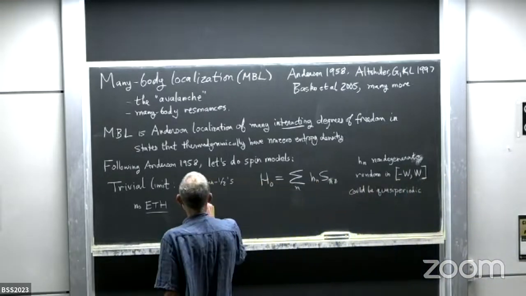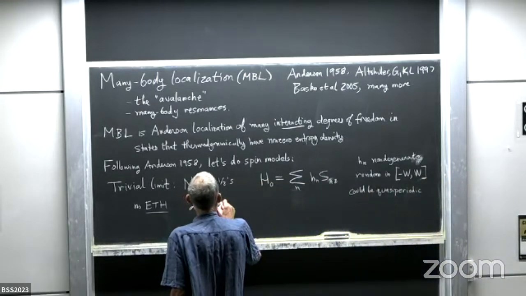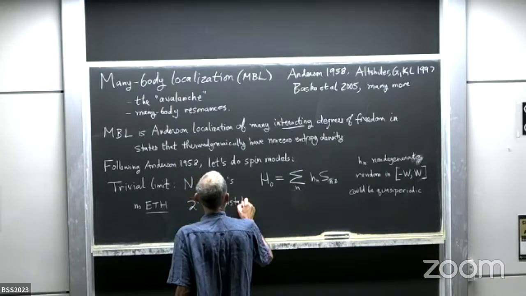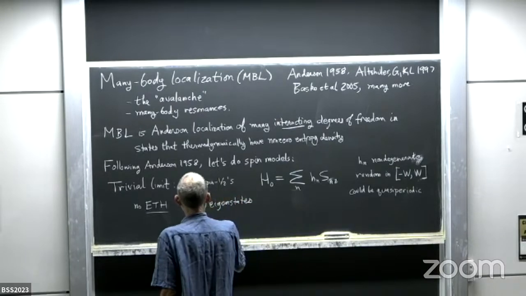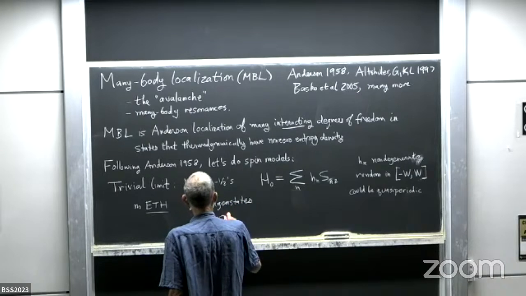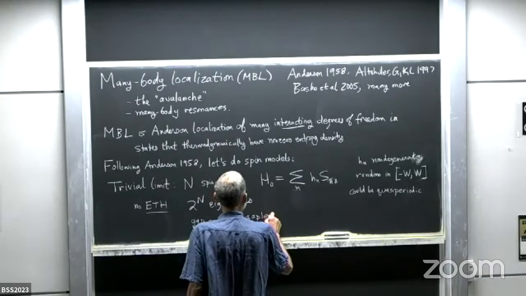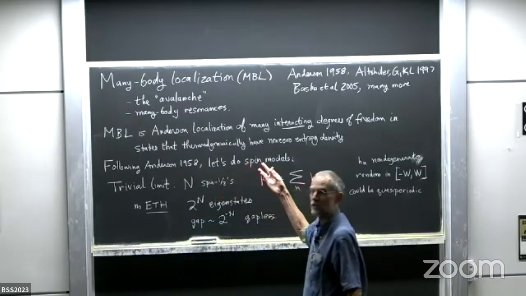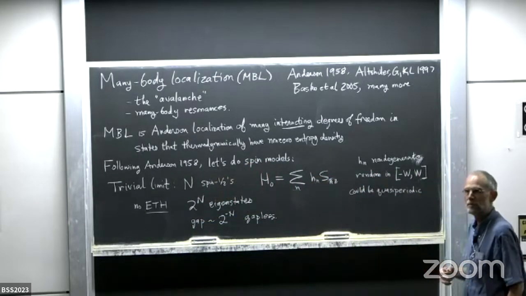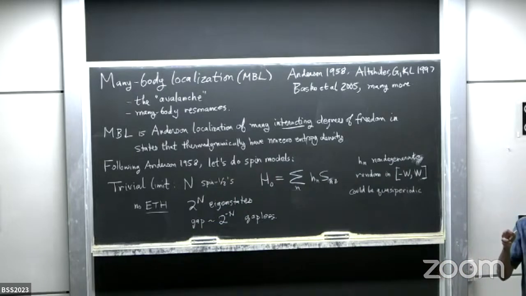There are two to the N eigenstates. So the typical gap between eigenstates is exponentially small, and those gaps matter. Sorry, some next question.